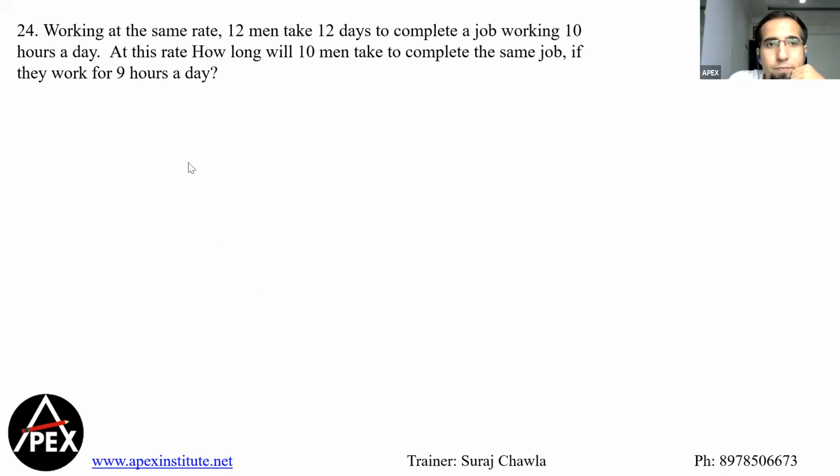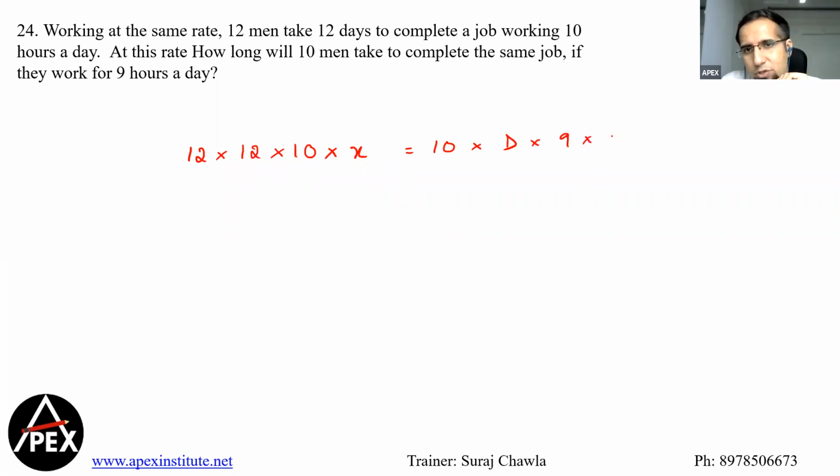Yep, let's see this, guys. Working at the same rate, 12 men can take 12 days to complete a job working 10 hours a day. I do not know at what rate they are working, let's say X units per hour. At this rate, how long, I do not know how many days, will 10 men complete the same job working 9 hours a day? Since I'm talking about the same rate, the efficiency is same. This is R, okay?